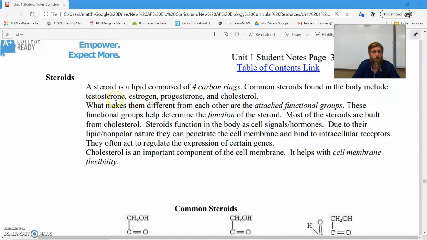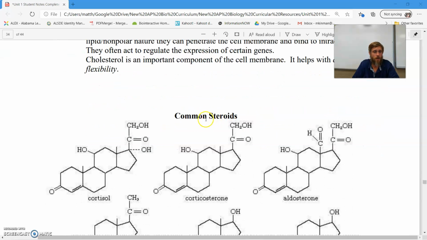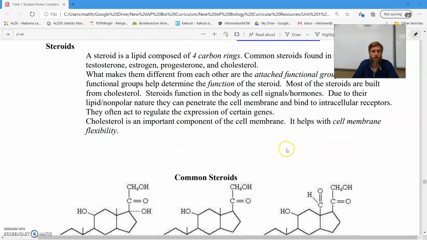Common steroids include all of these that you see here. What makes them different from each other are the attached functional groups. We'll get back to that in just a second. The functional groups, hence the name functional, determine their function. So every steroid has a different functional group and therefore has a different function inside of a living organism like yourself. Most of the steroids are built from cholesterol.